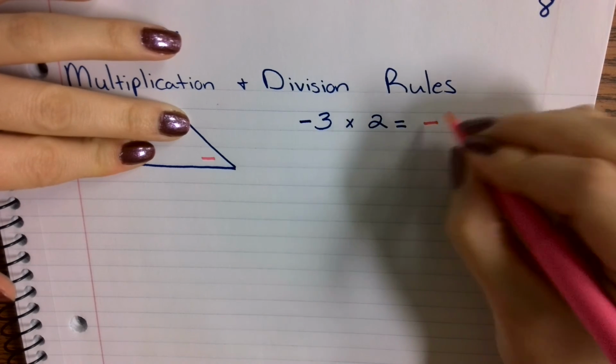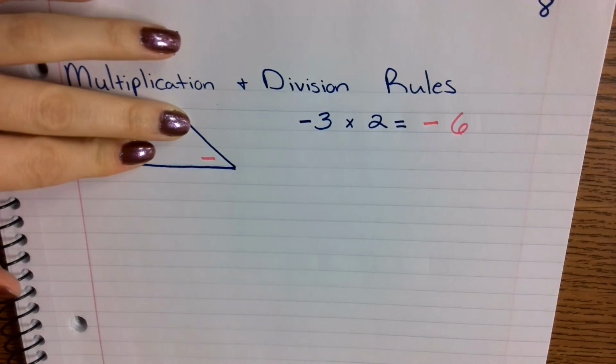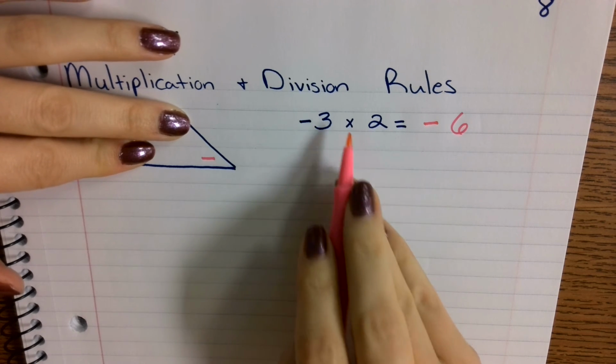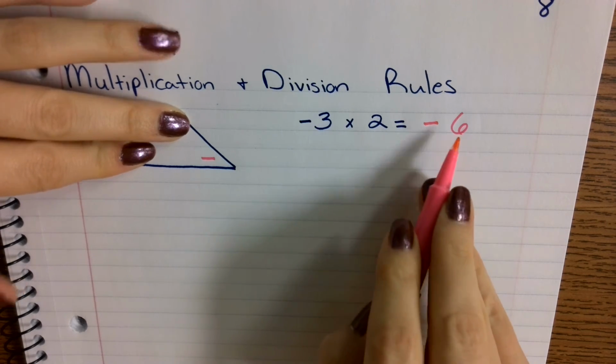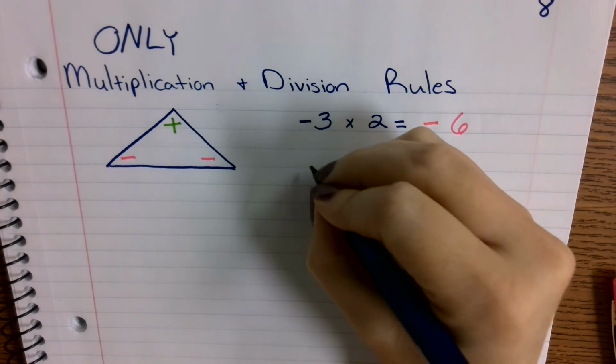This is going to be a negative. And then like normal, just multiply 3 and 2, which would be 6. So negative 3 times positive 2 is negative 6. Okay? Same thing, let's say I have two negatives.